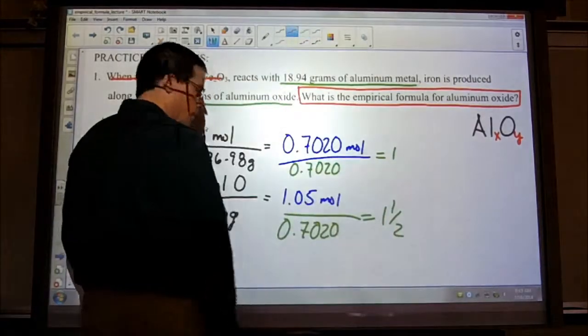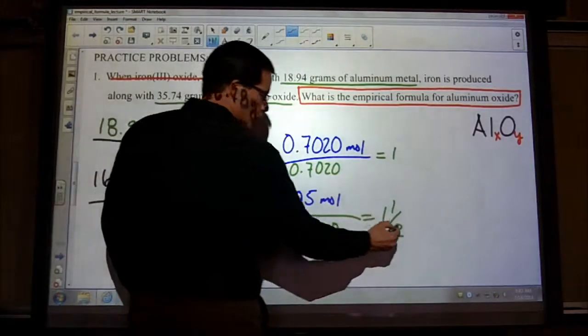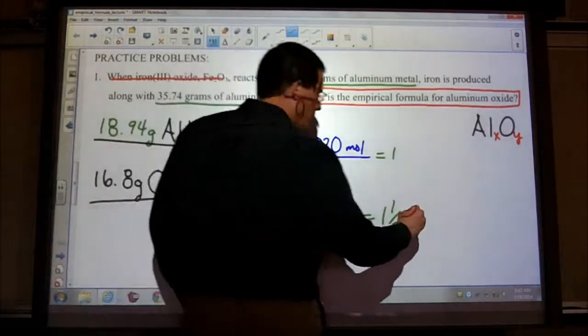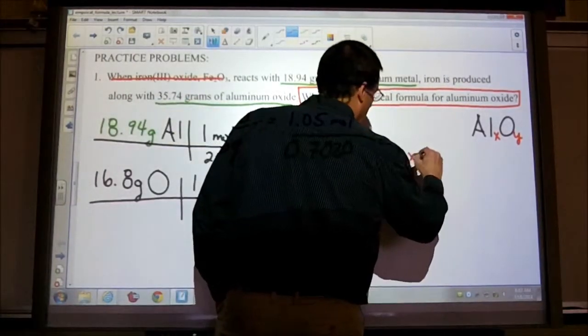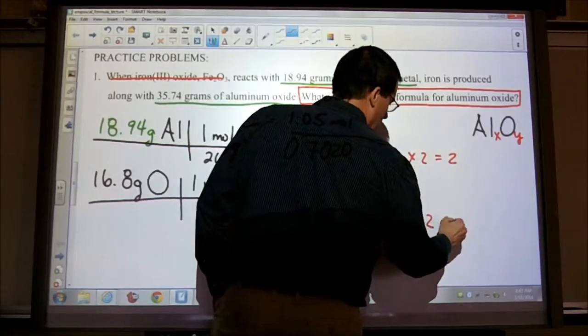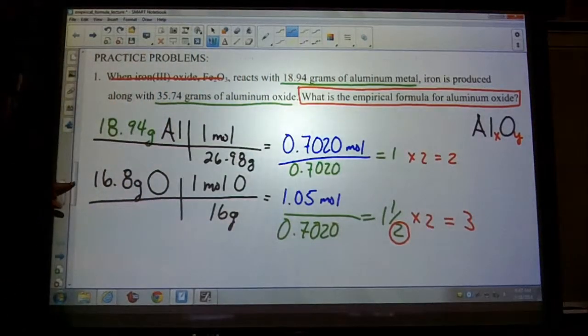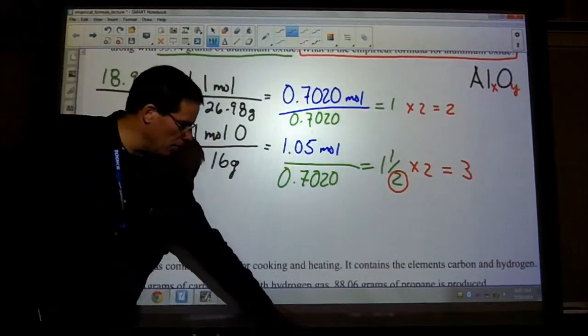So I need to multiply both of these by 2. Again, whatever's in the denominator. Remember, denominator. And so I get these. And so what's my formula for this aluminum oxygen containing compound?